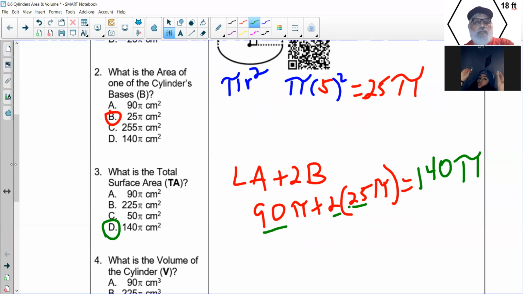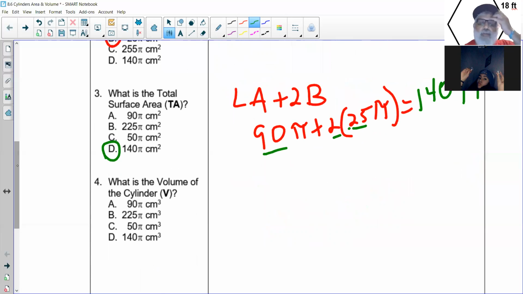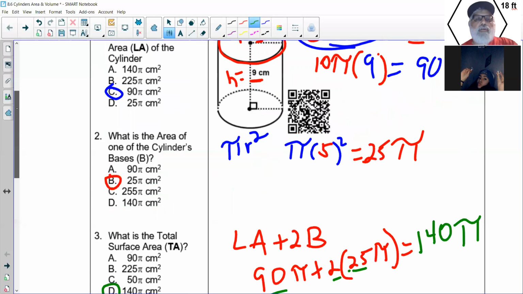Okay, and then the next part is going to be the volume. Now, normally when we did the volume last week, we were able to do the length times the width times the height. But on the cylinder, I don't really have the length and the width, right? But that length and the width, what that is it's the area. Because remember, length times width is area also. So for us, the area is going to be pi r squared. And we did that on number 2.